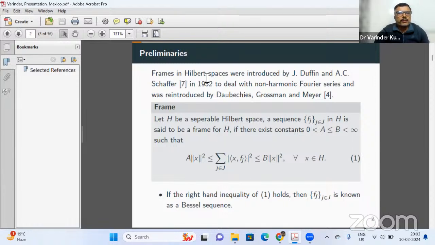First of all, frames were introduced by Duffin and Schaeffer in 1952, and they defined frames to be a sequence of vectors in H which satisfy this inequality. If only the right-hand part of this inequality holds, then this is called a Bessel sequence. If we are able to find constants A and B such that both of them are equal, then we say this frame is a tight frame. And if both A and B turn out to be equal to 1 and satisfy this inequality, then we call this frame a Parseval frame.